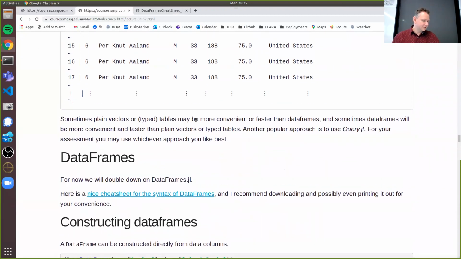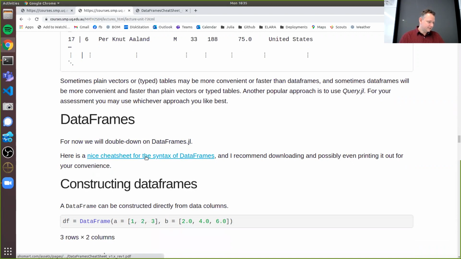Really, there's millions of different ways of doing very similar things. There's Query.jl. And for your data preparation work in Project 3, feel free to use the approach you like, okay? In the lectures, I'm going to double down on data frames. It's definitely the most used, well-known package. So yeah.